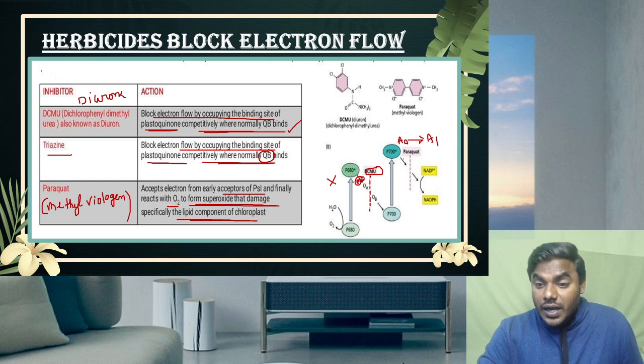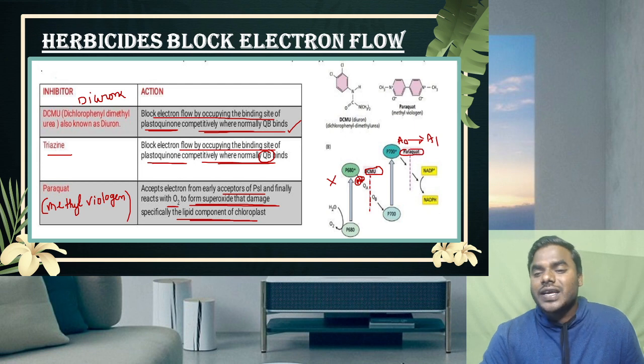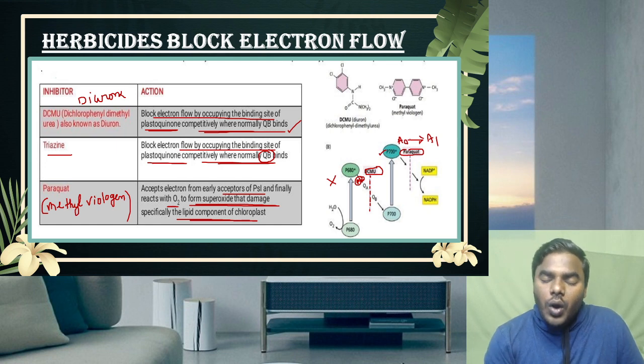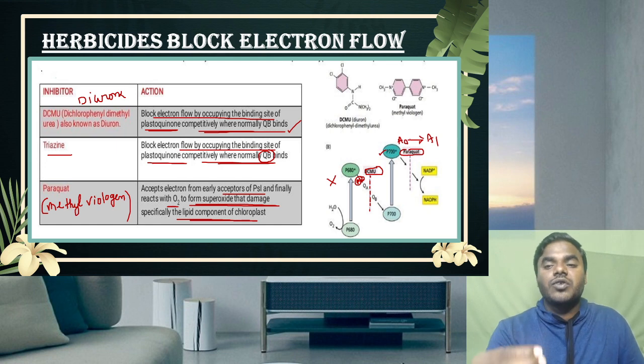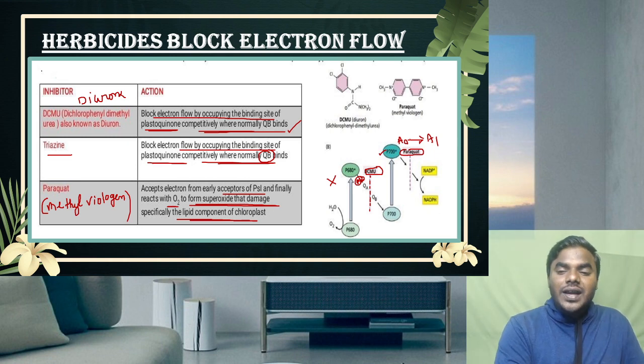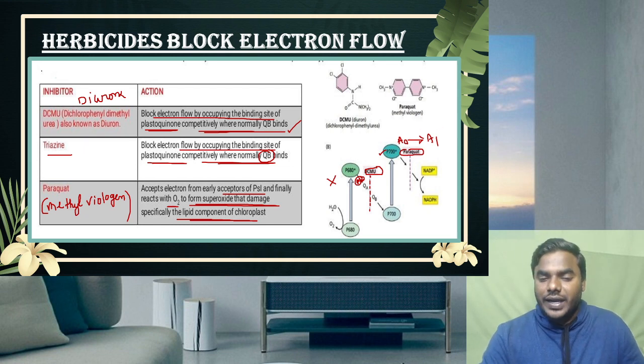We read all this. From the P700, the paraquat comes and blocks. What exactly? It will block the reaction center of P700. When paraquat blocks the reaction center of P700, do you think the P700 can release the electron? No, not at all. Even though it releases the electron, no one can accept it.